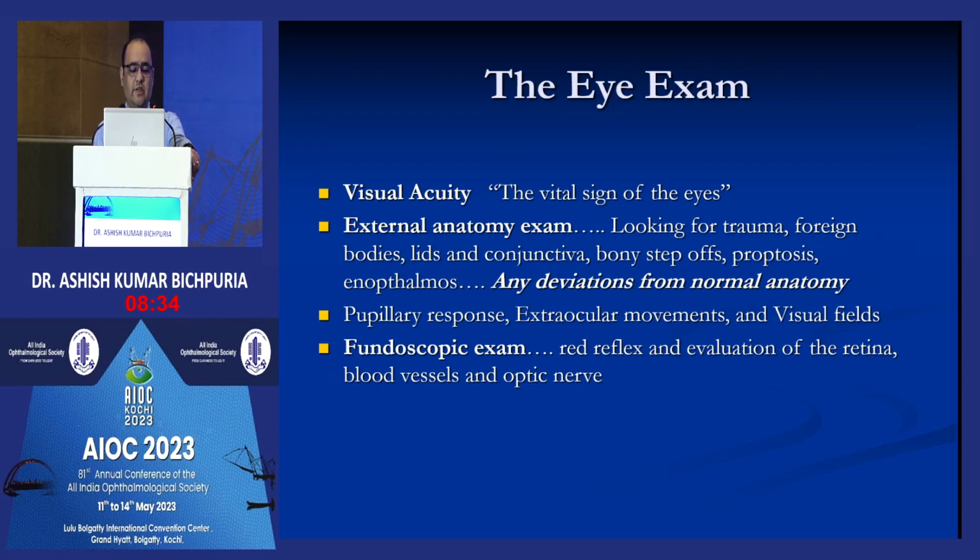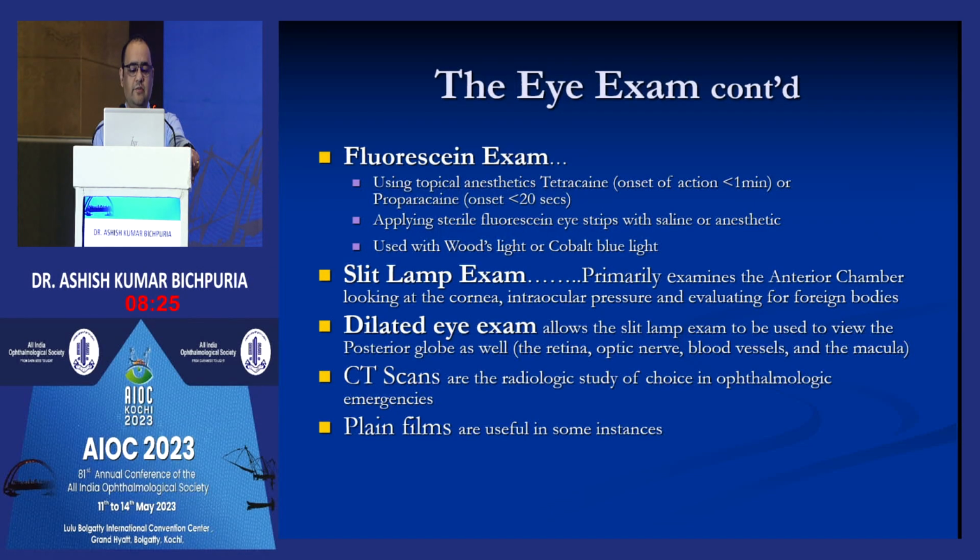External anatomical examination: any deviation from normal anatomy, pupillary response, extraocular movement, visual field, fundoscopic examination, then fluorescein examination, slit lamp examination, dilated eye examination. CT scan or plain film can be taken.